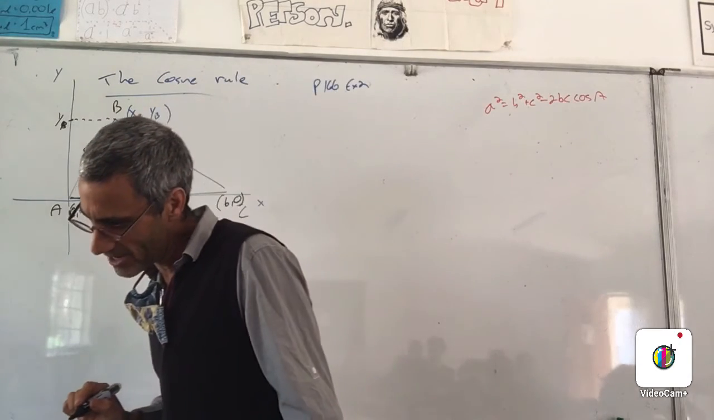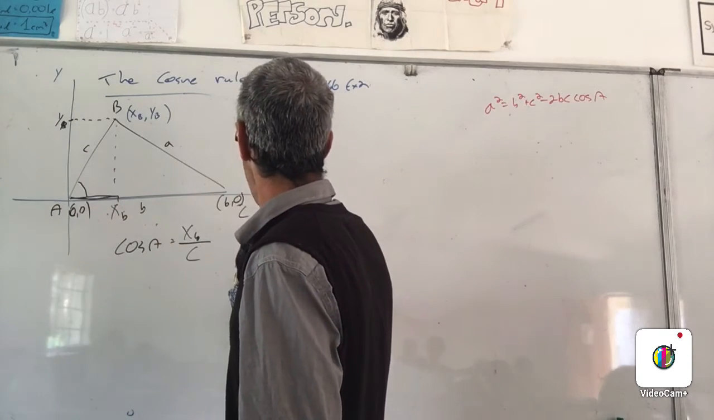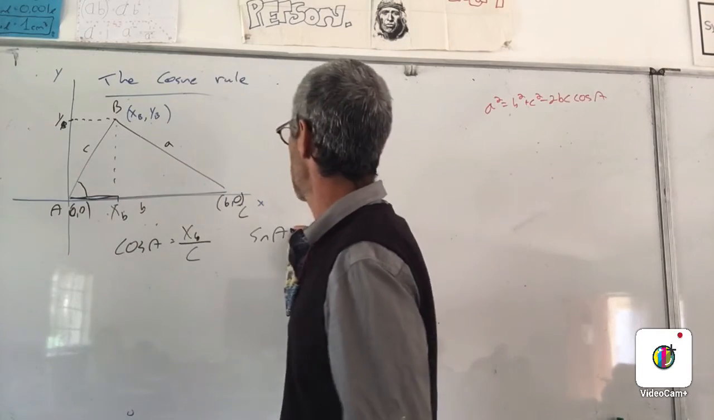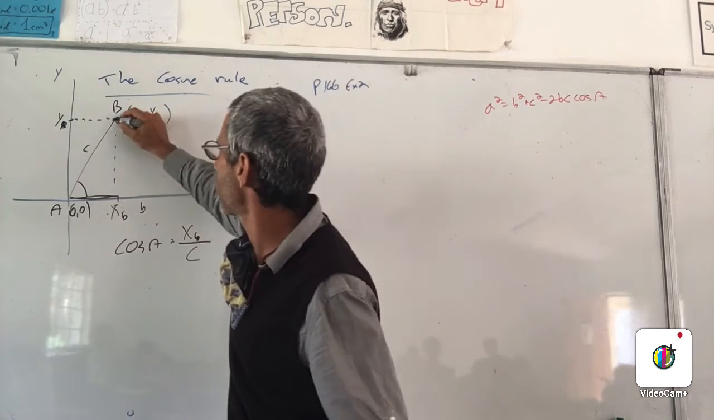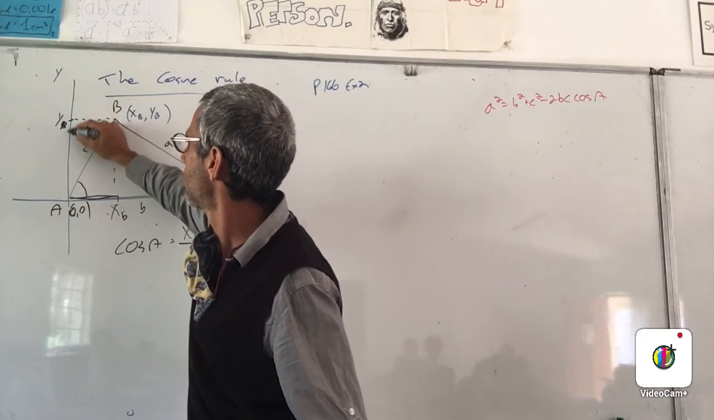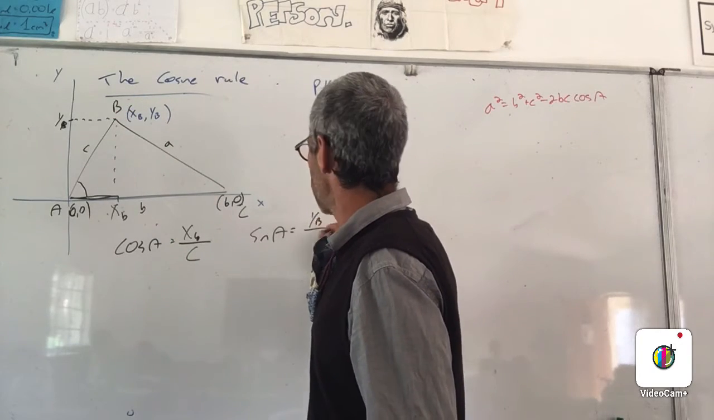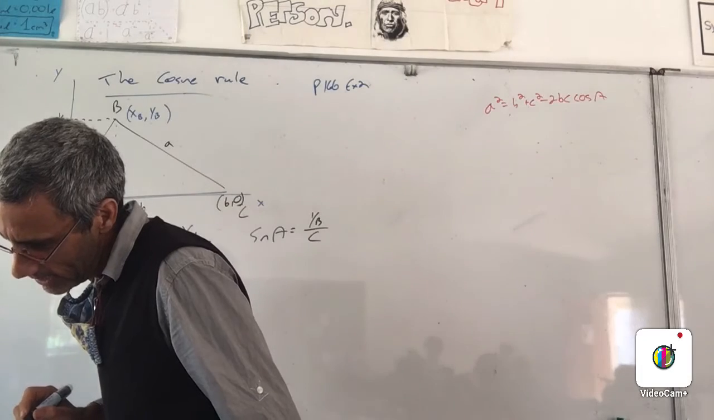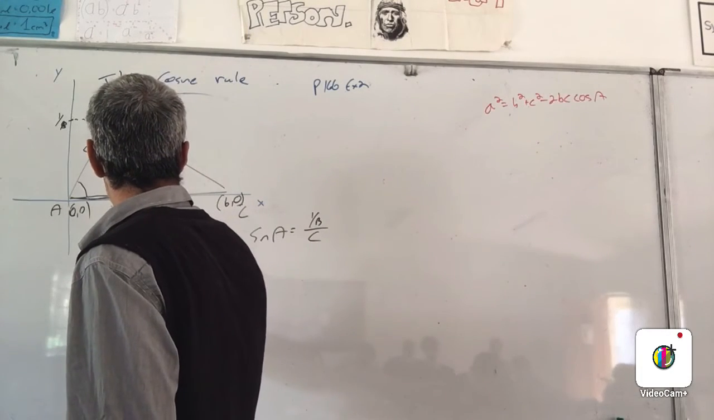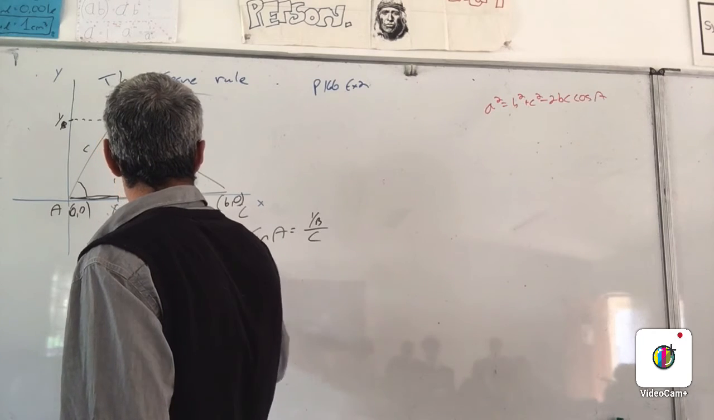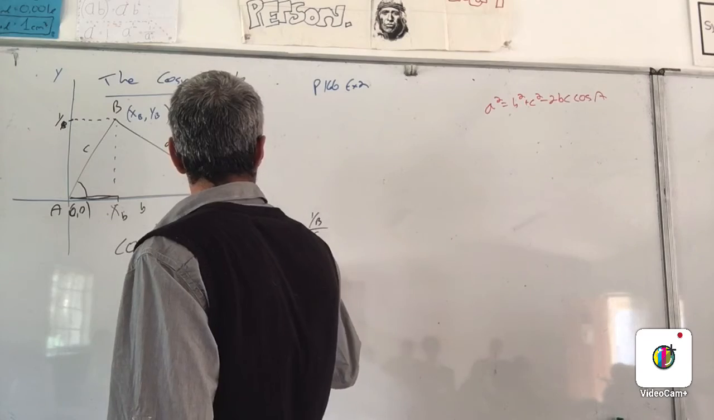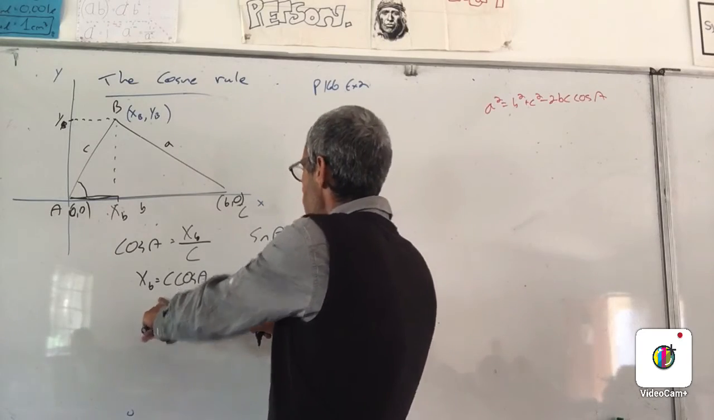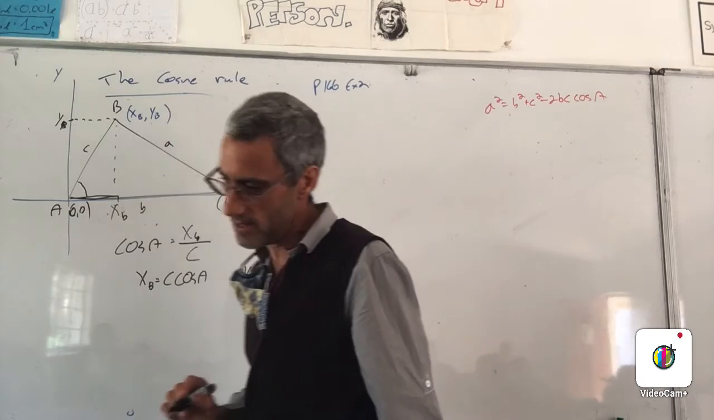Okay? What am I doing next? It asks me to find sine A. I'm just showing it to you, you don't need to remember. What is sine A? It's opposite divided by the hypotenuse. What's the opposite? How long is this thing? yb. And we divide by the same hypotenuse, which is c. Next, I'm going to rewrite this as xb equals c cosine A and yb equals c sine A. Just rearrange. I found xb and yb in terms of c and the angle A.